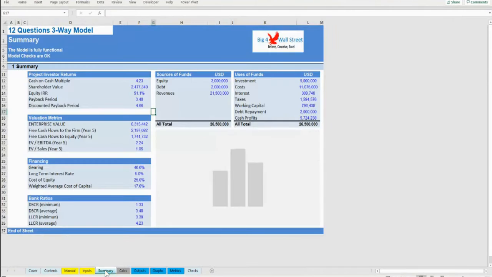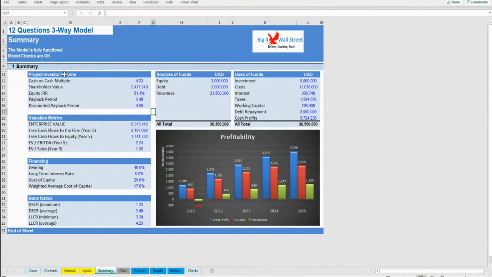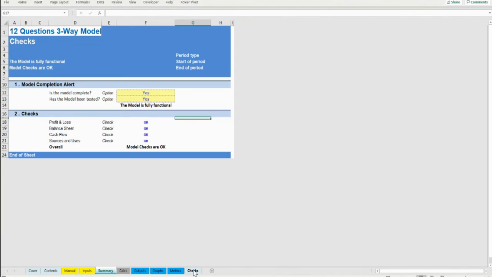A Summary tab aggregates the main figures and KPIs from the entire model in a page that can be readily printed for your convenience. Finally, the Checks tab, where the most critical checks are aggregated. Whenever you see an error message in any page, you should consult this page to see where the error is coming from. And that's it.